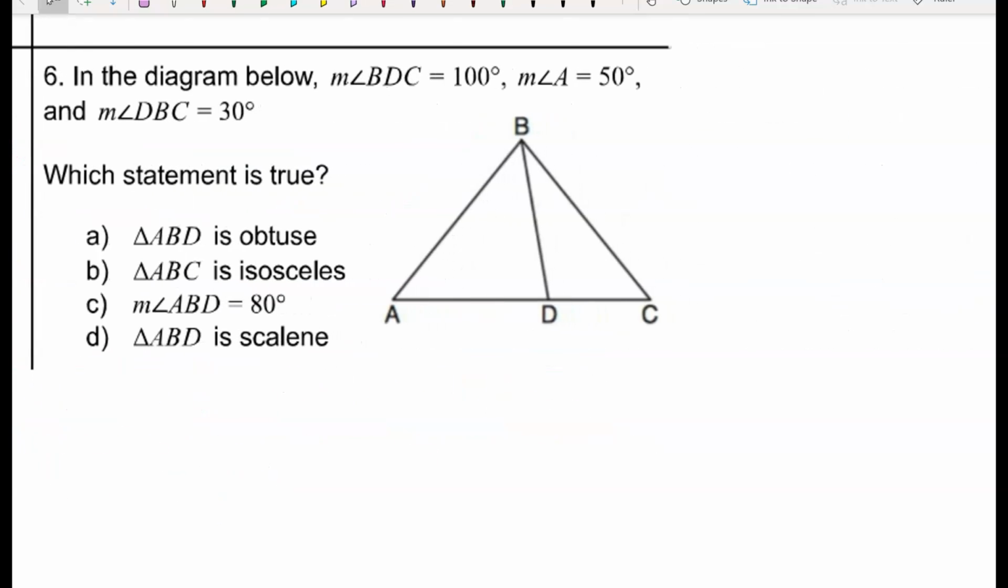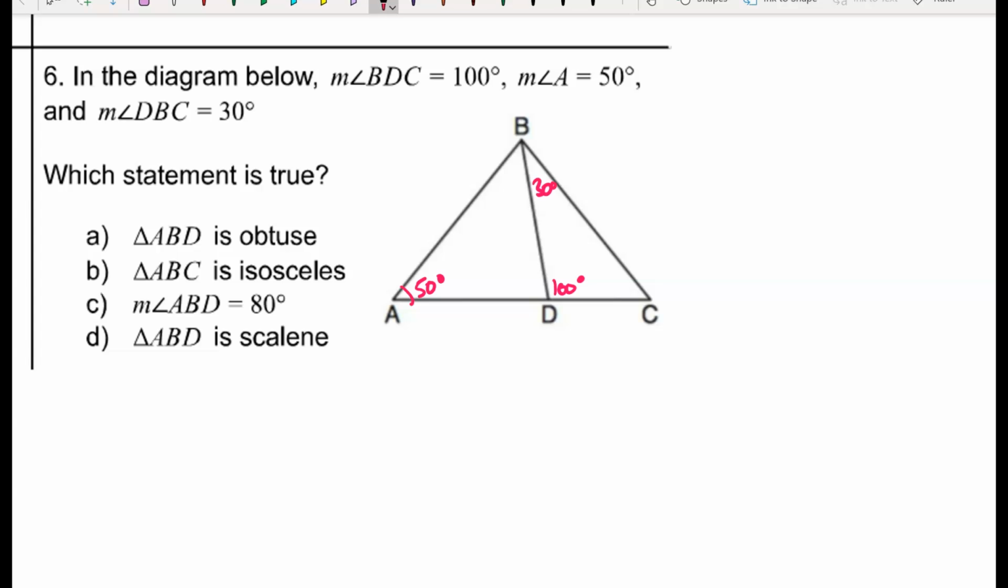Number 6. In the diagram below, the measure of angle BDC, so right over here, is 100 degrees. So I'm going to mark that. The measure of angle A is 50 degrees. And the measure of angle DBC, right up there, is 30 degrees. So I'm going to mark all those.